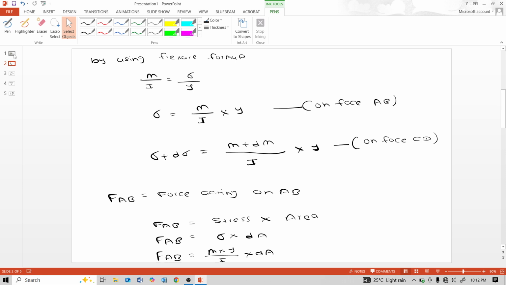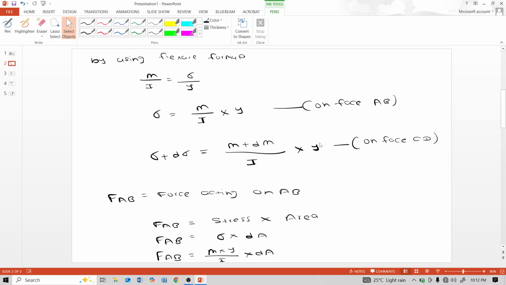For solving this derivation, use the flexure formula M by I is equal to sigma by y. From this flexure formula, we get sigma is equal to M by I into y, and this sigma is the stress on face AB. Now for calculation of stress on face CD, sigma plus del sigma is equal to M plus dM upon I into y.